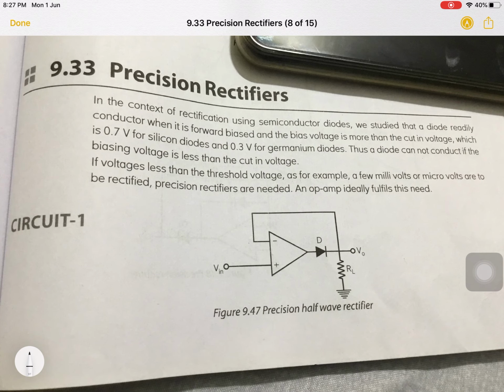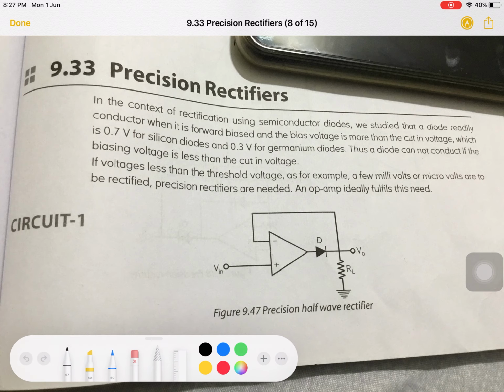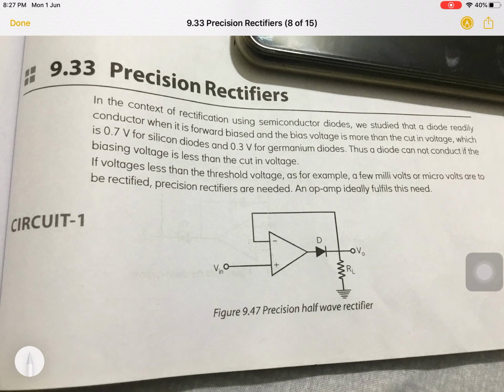Precision rectifier. Now what is the precision rectifier? Suppose, what are rectifiers? Rectifiers are circuits that are used to convert AC into DC. Am I right? So now the thing is to switch on the diode. To switch on the diode, we need at least the cut-in voltage from the input side, which is roughly 0.7 volt for diodes. So we need at least 0.7 volt at the input to get it switched on.